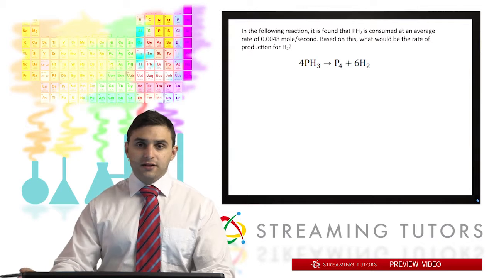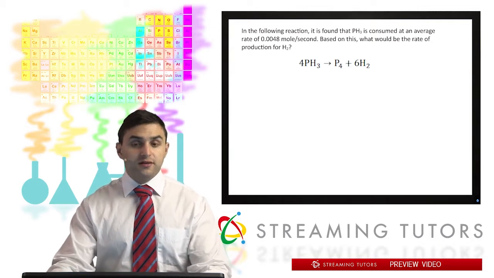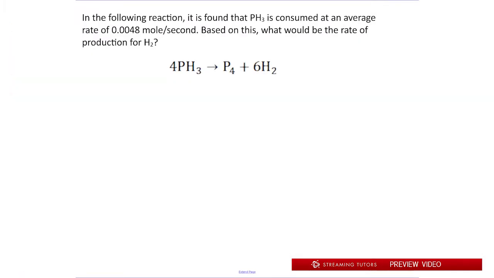So take a minute and pause the video and see if you can figure this out. Here we have this reaction. PH3 is being consumed at a rate of 0.0048 moles per second. Based on the stoichiometry we see in this reaction, see if you can figure out what the rate of production for H2 would be. Okay, I'll just give you a second to pause the video and try that out.